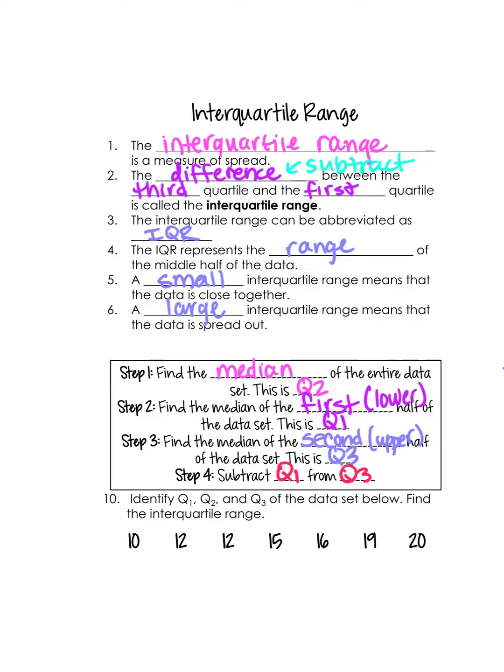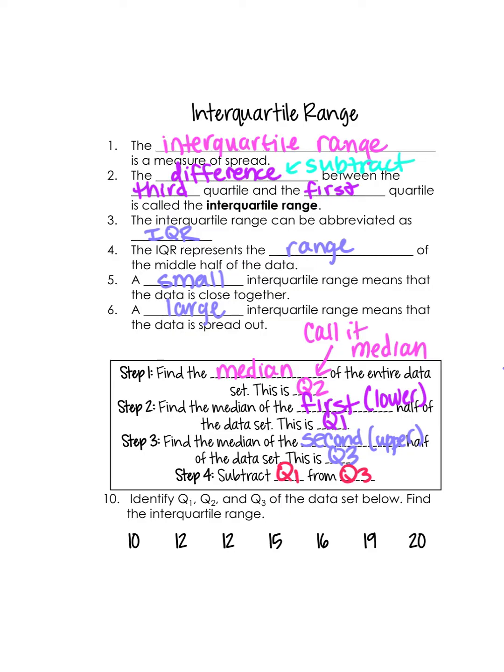So first you find the median in the entire data set. This is quartile 2. We don't actually ever call it quartile 2. We're going to still call it the median. But there's 4 quartiles, and that would be the middle. So you find the median of the data, right?